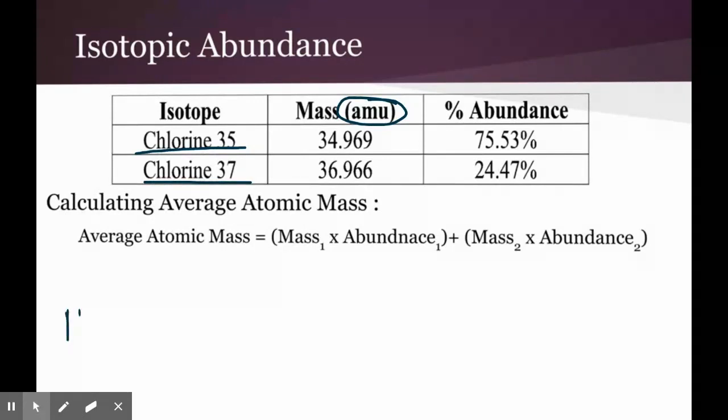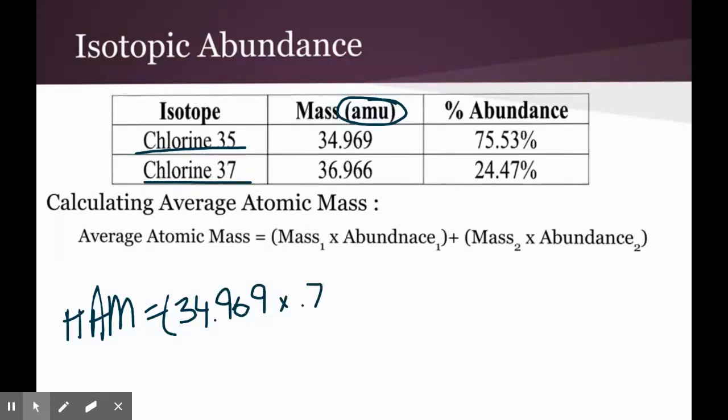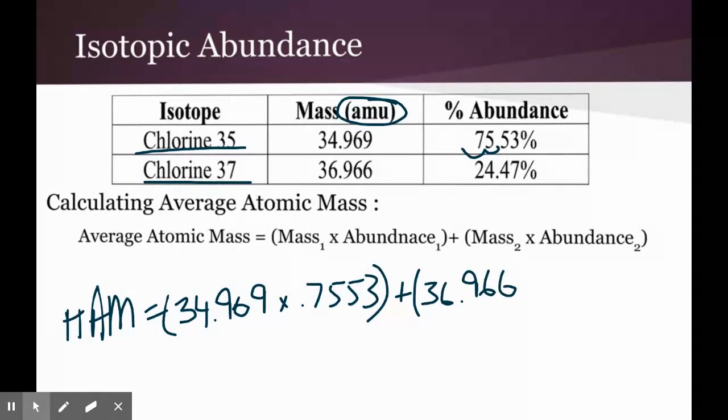So to calculate the average atomic mass, we would do 34.969 times 0.7553. To go from the percent abundance to a decimal, you just divide by 100 or move the decimal 2 places. Then we're going to add that to 36.966 times 0.2447.